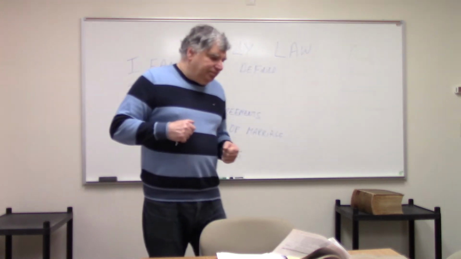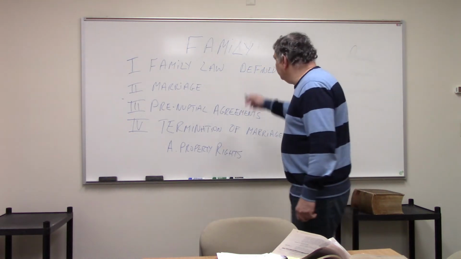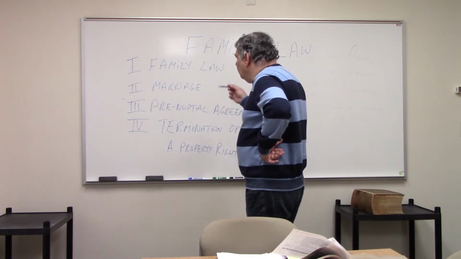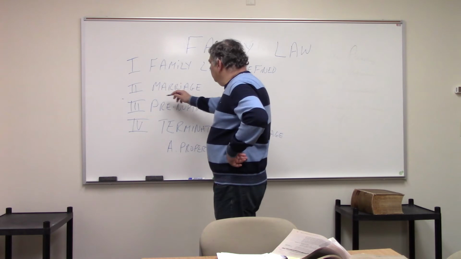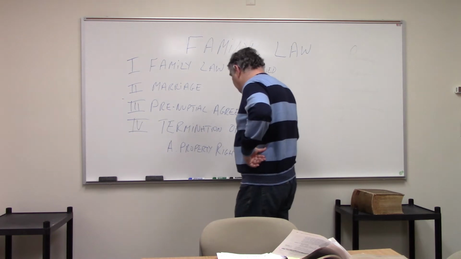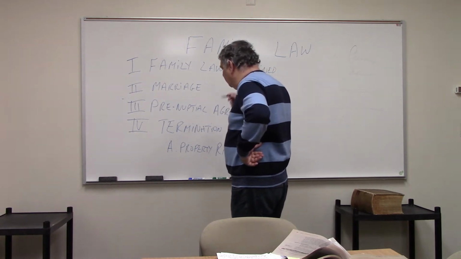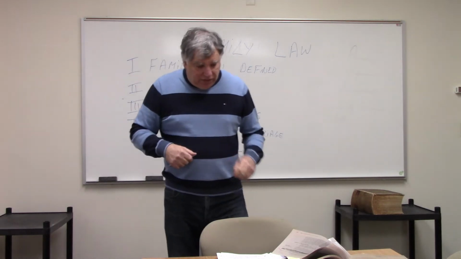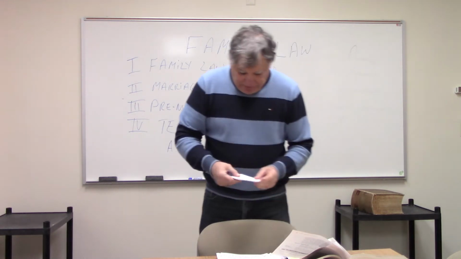So let's continue on. So probably the last topic we're going to talk about in this class is this topic of family law. And in talking about family law, we're going to talk about 4 major issues. First of all, what is family law? And we're going to define it. Then, what do we mean by marriage? What do we mean by prenuptial agreements? And what is termination of marriage? And what are the implications of termination of marriage in regard to property rights, parental rights, and those types of things?